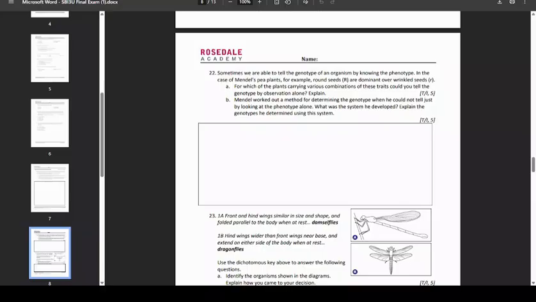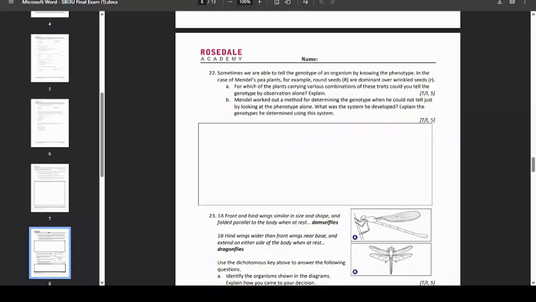However, whenever we have a round-seeded plant, it could be either homozygous or heterozygous, so its genotype cannot be directly observed. Mendel worked out a method for determining the genotype when he could not tell by just looking at the phenotype alone. What was the system he developed? Explain the genotypes he determined using the system. So Mendel developed something called the test cross.